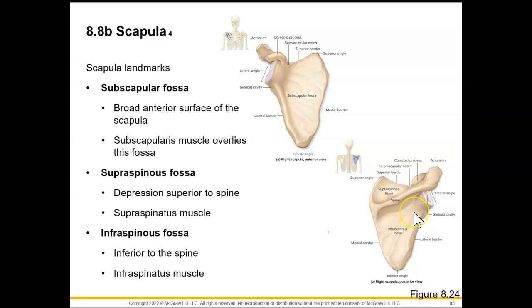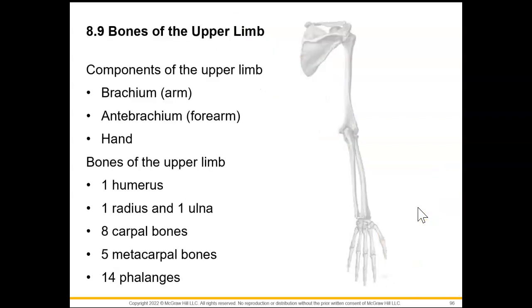This is inferior to the spine of the scapula, and this is called the infraspinatus muscle. Now let's continue on to the bones of the upper limb. We'll see the components of the upper limb. We have the brachium, which is the arm, the antebrachium, which is the forearm, and the hand.